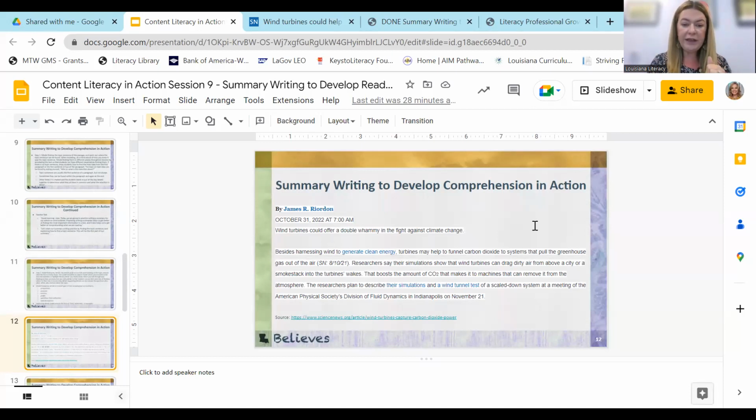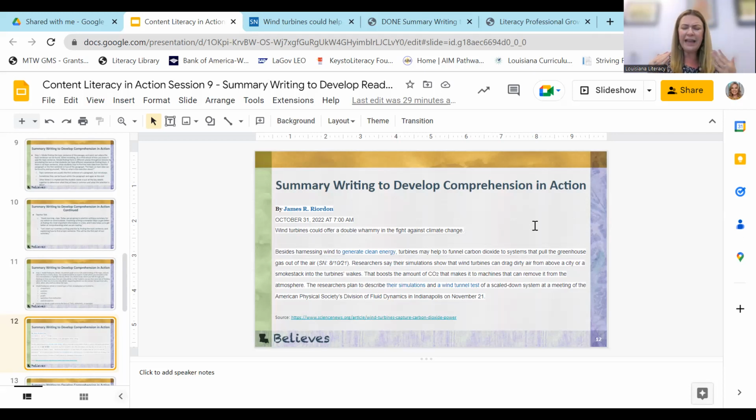Besides harnessing wind to generate clean energy, turbines may help to funnel carbon dioxide to systems that pull the greenhouse gas out of the air. Researchers say their simulations show that wind turbines can drag dirty air from above a city or a smokestack into turbines' wakes. That boosts the amount of CO2 that makes it to machines that can remove it from the atmosphere. The researchers plan to describe their simulations in a wind tunnel test of a scaled down system at a meeting of the American Physical Society's Division of Fluid Dynamics in Indianapolis on November 21st.